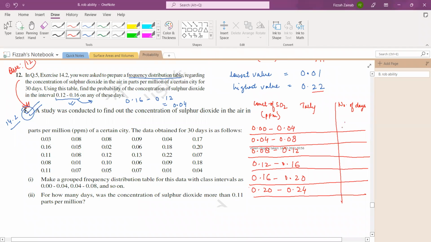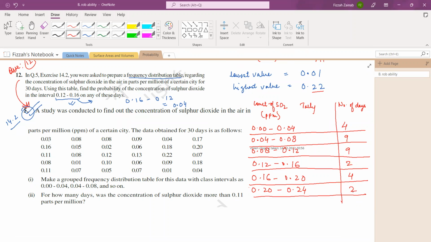Ma'am, 4. Hmm. 9. 9. Okay. 2, 4, 2. Okay, so I'm just assuming you have done it correct.